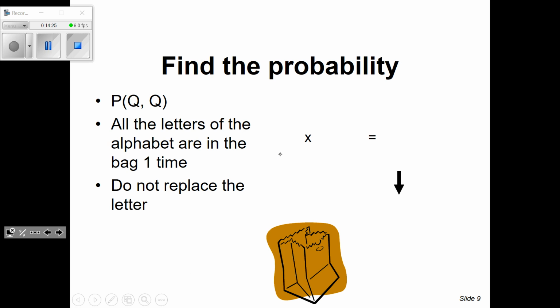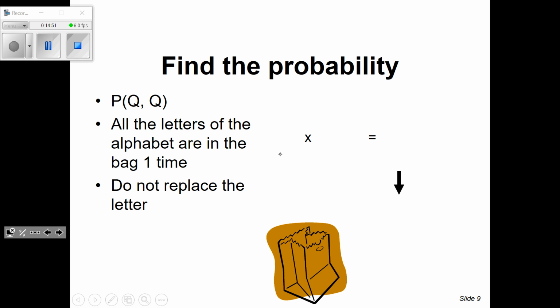Okay, here they want the probability of drawing a queen and then a queen. It says all of the letters of the alphabet are in a bag at one time. Do not replace the letter. Okay, so the first event, oh, not a queen, sorry, a Q and a Q. I was still stuck on our cards. All right, all the letters of the alphabet are in a bag, and you're not going to replace the letter after you've drawn.